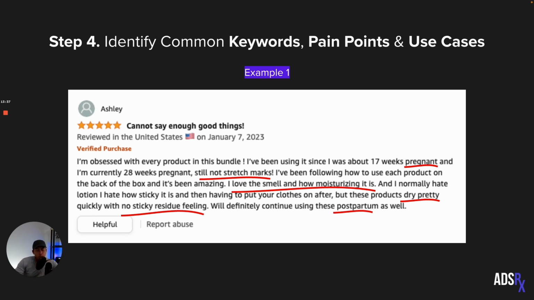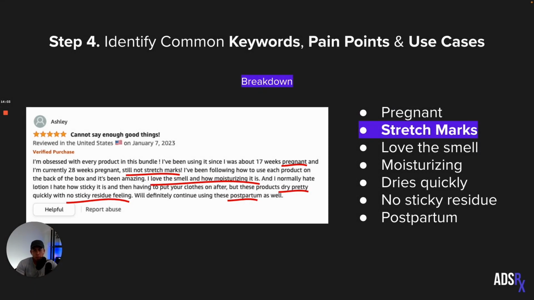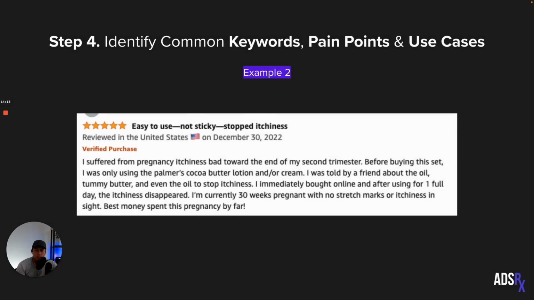And I know that there's probably tools out there right now that will do this for you. But if you don't want to pay extra money to get those made or to subscribe to those, you can just do it manually. That's what I do. You can get a good enough feel for it. So stretch marks, pregnant, moisturizing, no sticky residue, postpartum. This is all telling me I'm now entering this world that I have a more clear understanding of. Here we are. Pregnant, stretch marks, loves the smell, moisturizing, dries quickly. I'm just letting my subconscious absorb all this information, right? Example number 2.